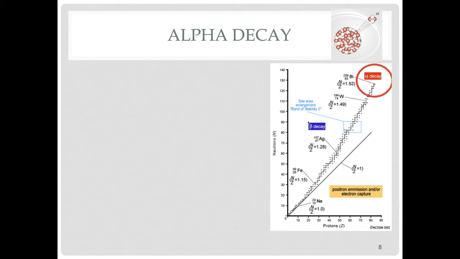So here's the three specific kinds of decay. Alpha decay consists of two protons and two neutrons. Basically, the nucleus is just vomiting out four of its particles.